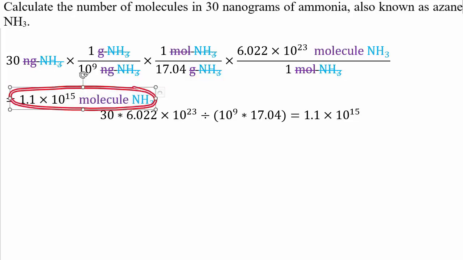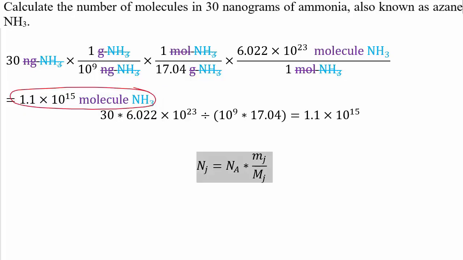To apply the theorem, we select the corresponding one from our formula sheet, which indicates that the number of molecules, represented by italic N subscript J, is equivalent to the product of Avogadro's constant times the given mass, divided by the molar mass. We simply follow the equation.